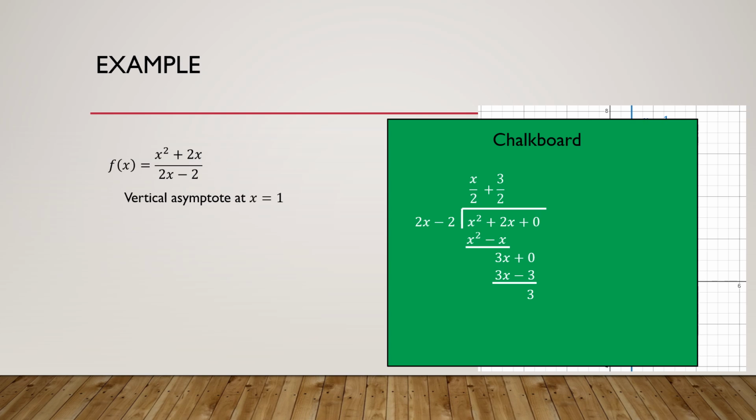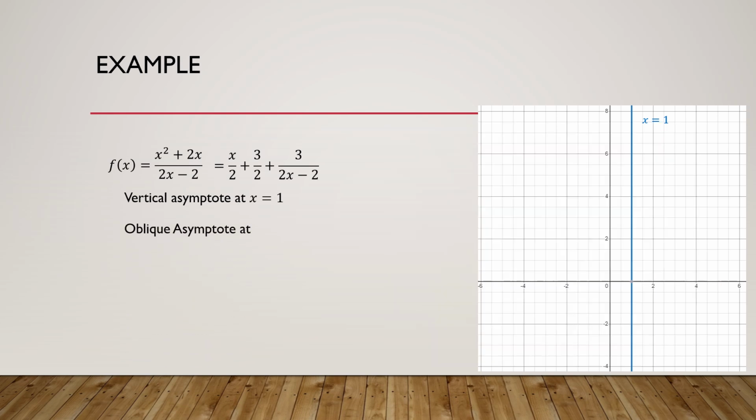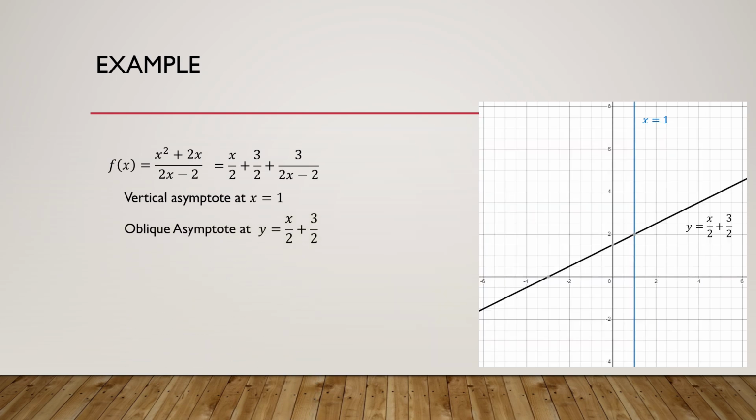Therefore, x squared plus 2x over 2x minus 2 is equal to x over 2 plus 3 over 2 plus 3 over 2x minus 2. The oblique asymptote is then the line formed from the equation y equals x over 2 plus 3 over 2.